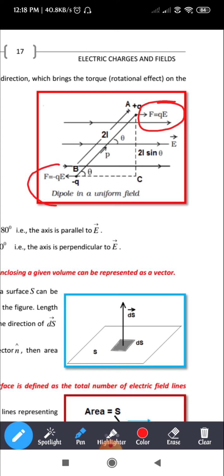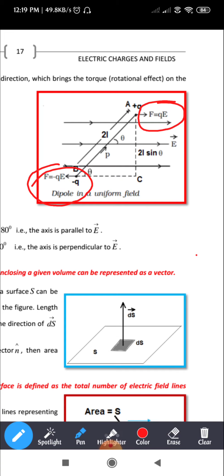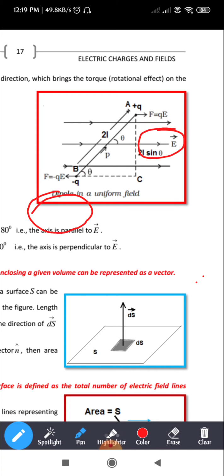And why does this negative charge experience the force towards the left? Why is it not towards the right? Anyone? Anyone who knows the answer? You can give the answer for this.